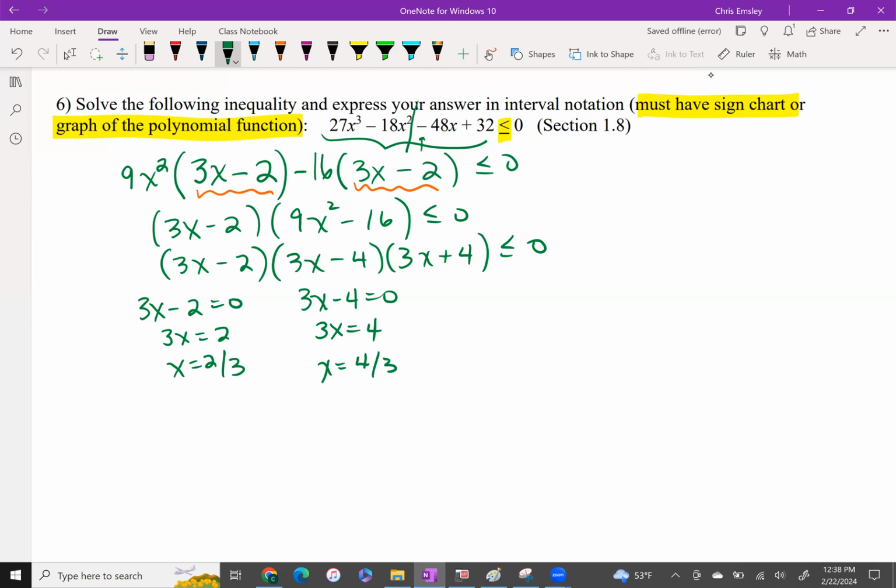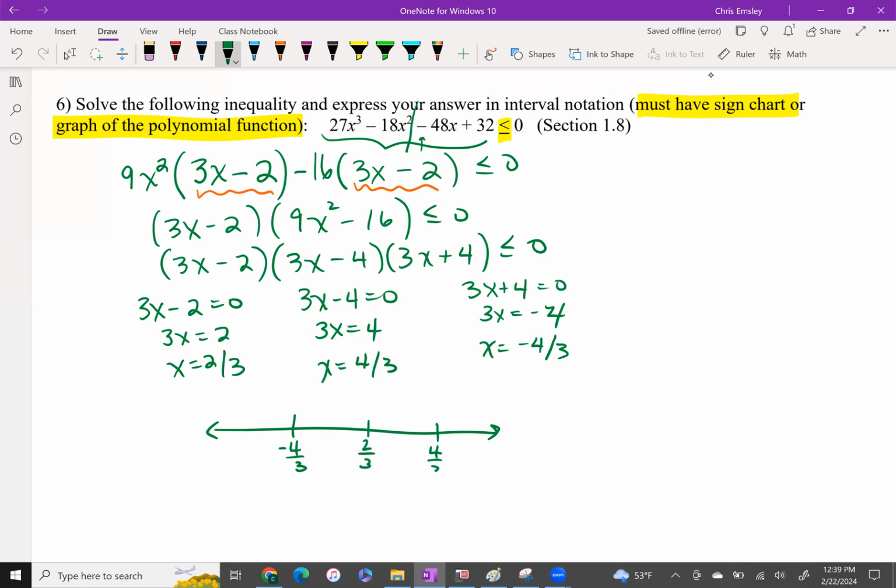And on the last one, we're going to subtract that 4 from both sides. So we get x equals negative 4/3. These are our 3 boundary points, our 3 key numbers. We're going to put those on a number line to look at the sign pattern of our polynomial. It's not important to get these to scale, but we do need them in order from smallest to largest. So negative 4/3 is the smallest value, and then 2/3, and then 4/3.